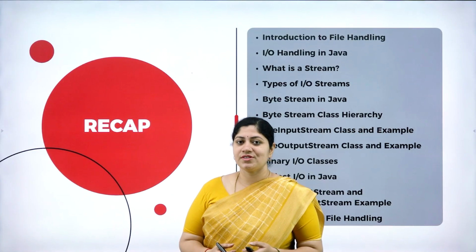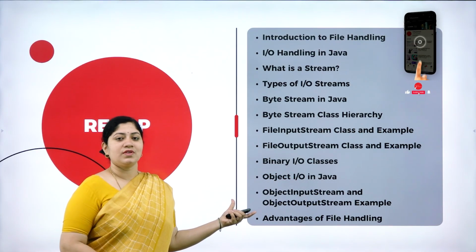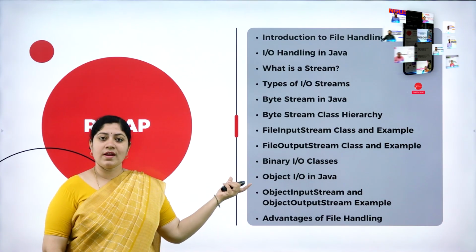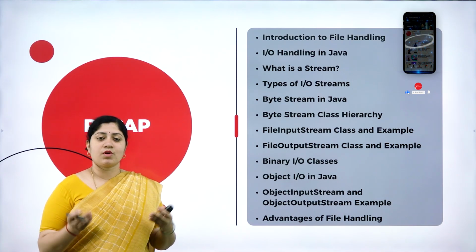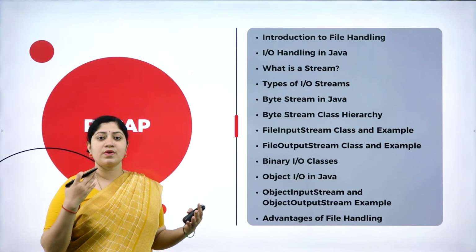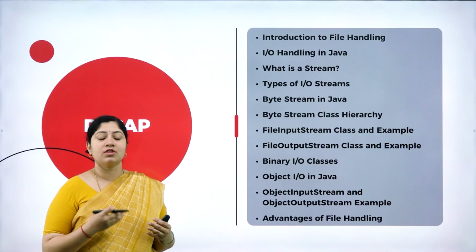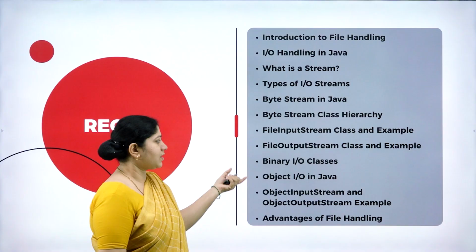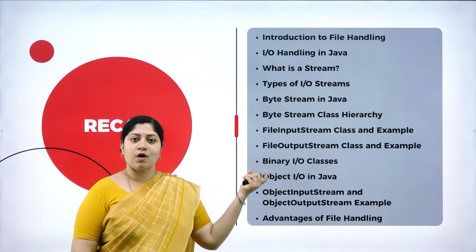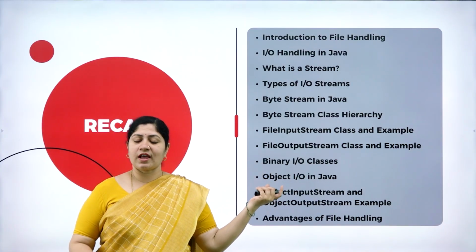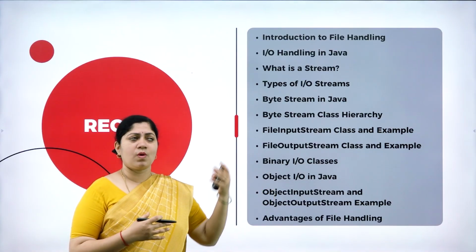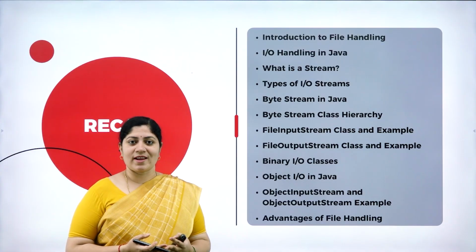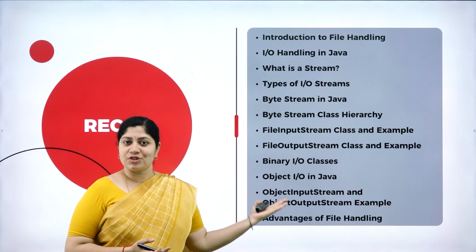Let's begin our session. So over here, this was the recap of the previous session in which we discussed file handling and input-output handling. What are the different types included in it? What are the different methods that we use in order to do the file handling process? Then finally, we have different kinds like file input stream, file output stream, then binary input output classes, then object IO classes. So all these things have been discussed, and at last we also discussed the advantages of file handling. So this is our session 1.